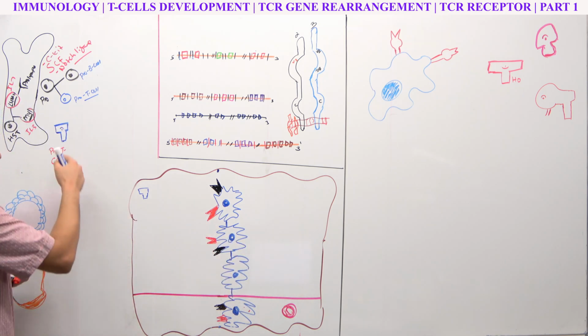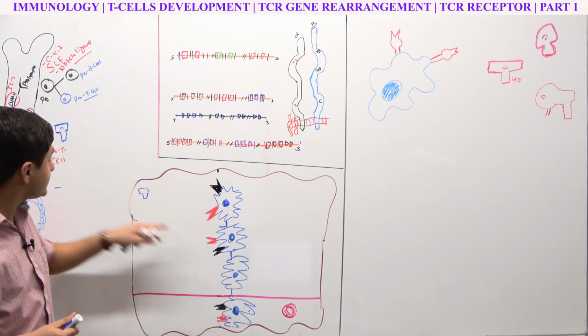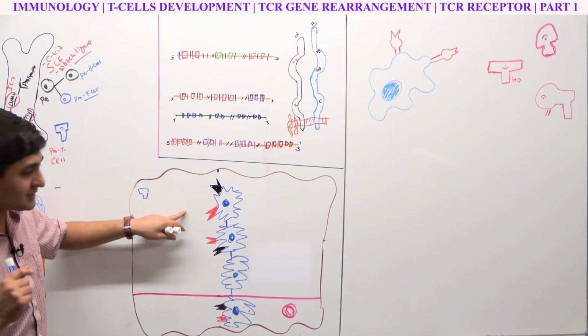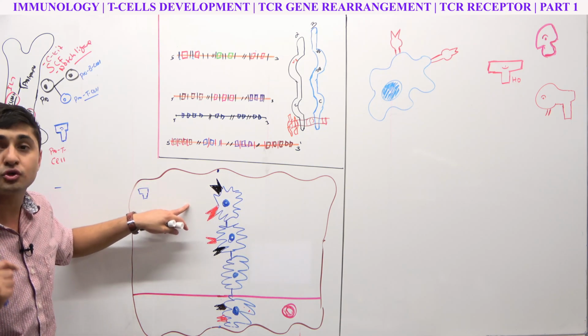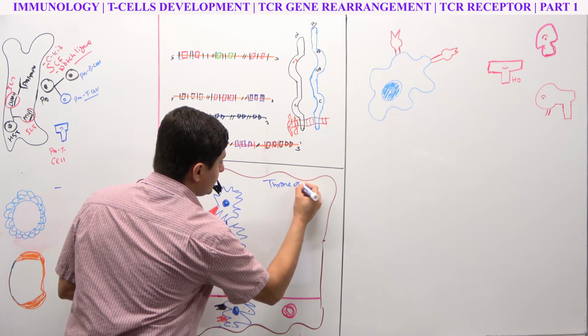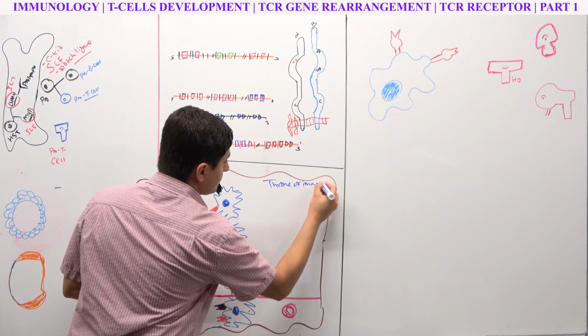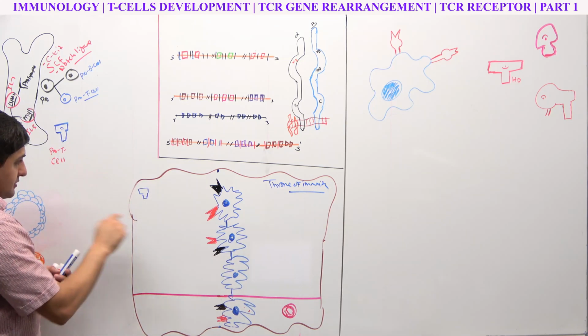And this T usually refers to the thymus, right? Thymus-dependent T cells. And this thymus we also call the throne of immunity. They also call this the throne of immunity. All right. Now, when these pro T cells come right here, right?